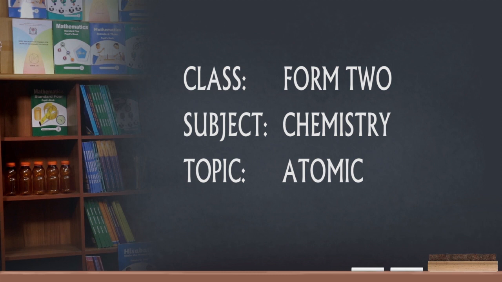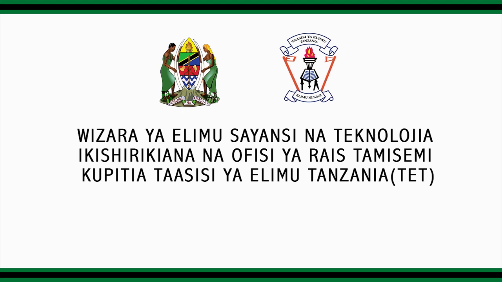What is a neutron? A neutron is a neutral particle of an atom. The following are the properties of a neutron. 1. A neutron has no charge. 2. Its relative mass is 1.008 atomic mass unit.